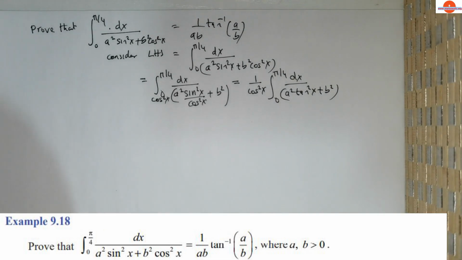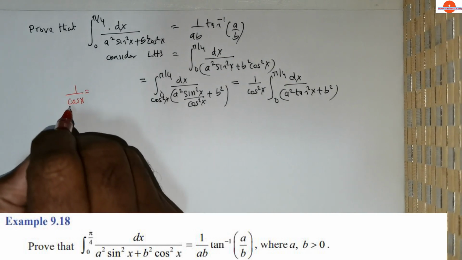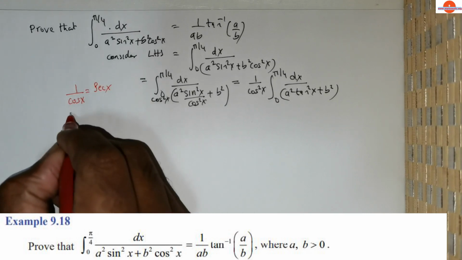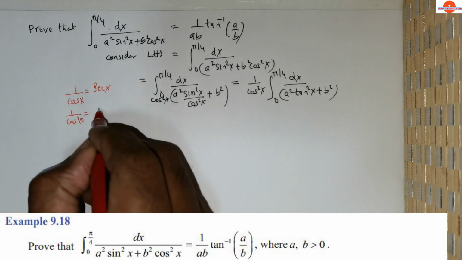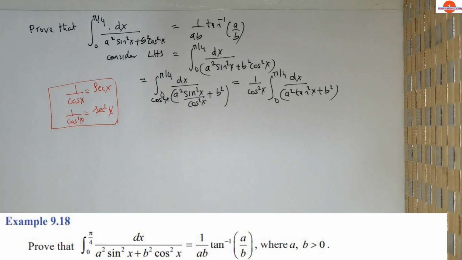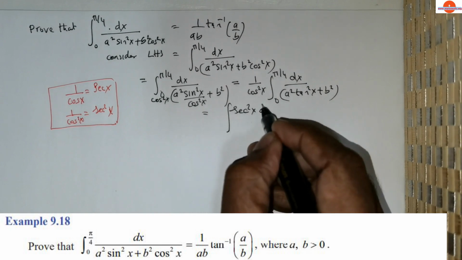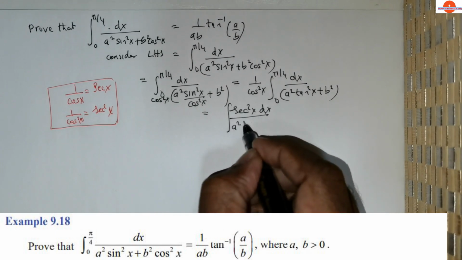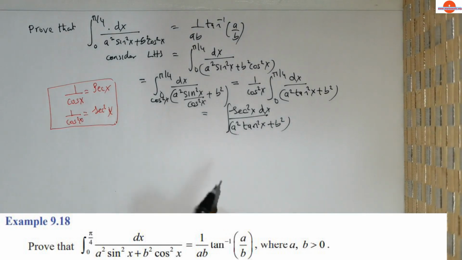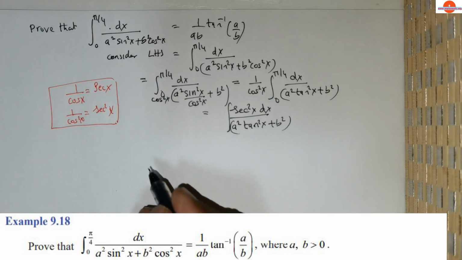Now 1 over cos squared x, you know that we have a trigonometric formula that 1 over cos x is equal to secant x, and 1 over cos squared x is equal to secant squared x, right? You know this. So because of this, 1 over cos squared x is rewritten as secant squared x times dx divided by a squared times tan squared x plus b squared. So you have a beautiful integration that you can easily perform by substitution.